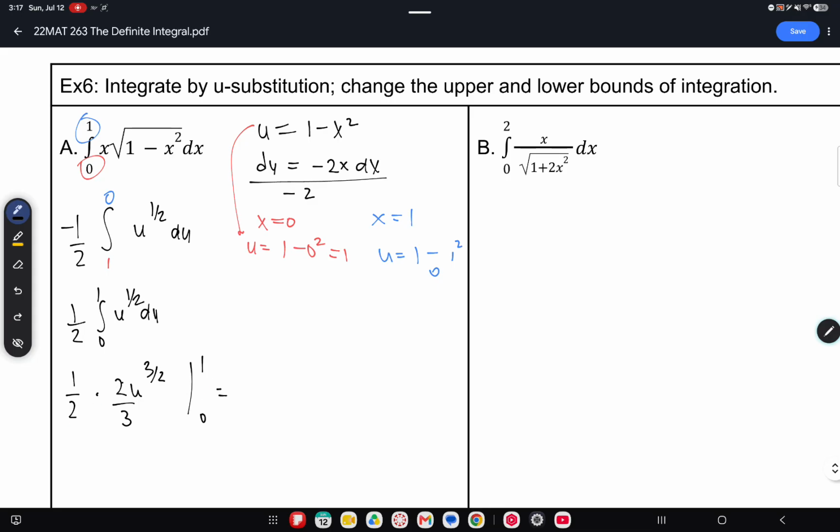So I'll clean it up here. Those 2's will cancel out. So I have 1 to the 3/2 over 3 minus, if I substitute in 0, 0 to the 3/2 over 3. That'll give me 1/3 minus 0, which is just 1/3. Okay.